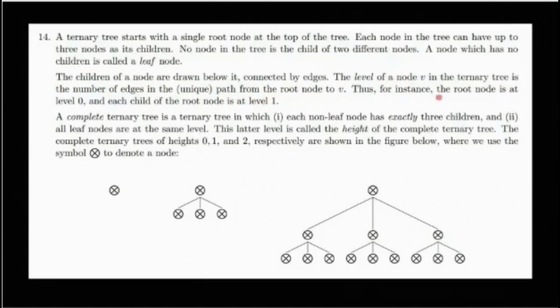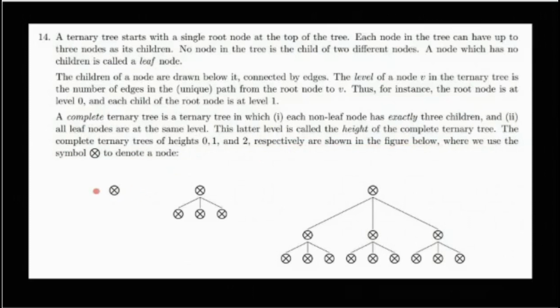Thus, for instance, the root node is at level 0 and each child of the root node is at level 1. Okay. A complete ternary tree is a ternary tree in which, first condition, each non-leaf node has exactly 3 children, and number 2, all leaf nodes are at the same level. This latter level is called the height of the complete ternary tree. The complete ternary trees of height 0, 1 and 2 respectively are shown in the figure below, where we use this symbol to denote a node.